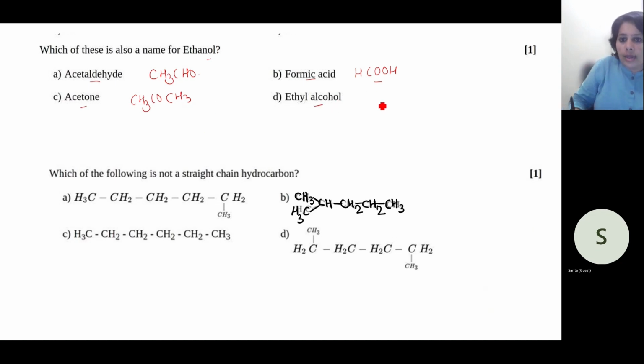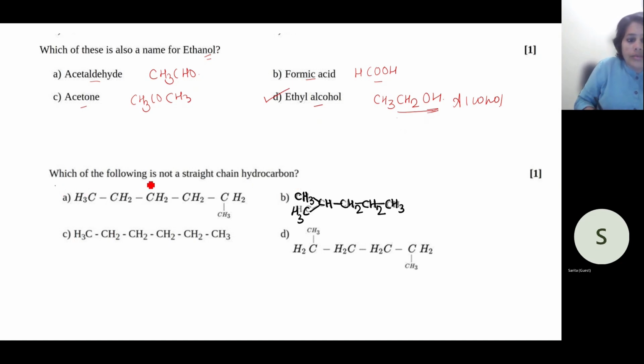And next ethyl alcohol, CH3CH2OH. So here we have OH, the alcohol group. So this is either we can say ethyl alcohol or the name is ethanol. So the answer for this question is ethanol.